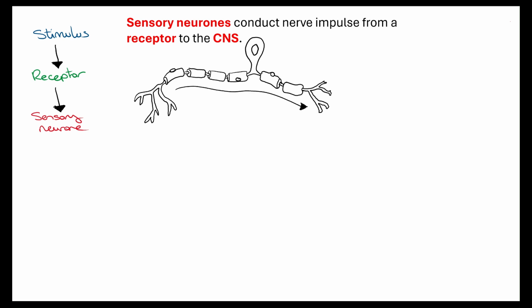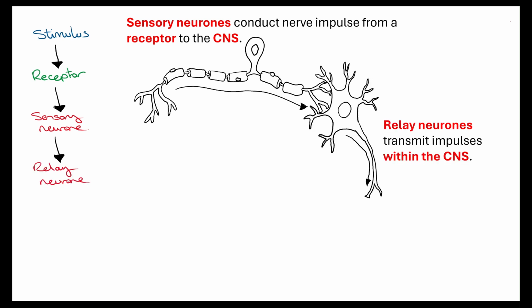So if we look at a very basic impulse, then we know that we've got a stimulus that is going to be detected by a receptor, and we know that our sensory neuron is going to conduct the nerve impulse from a receptor to that central nervous system. We then have relay neurons which are going to transmit the impulses within the central nervous system.